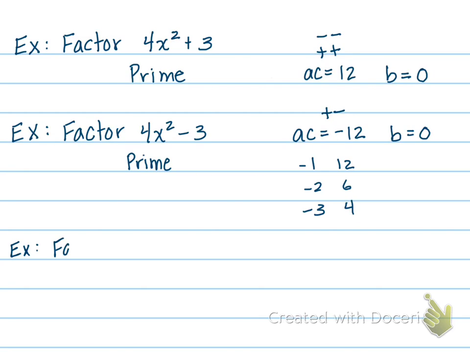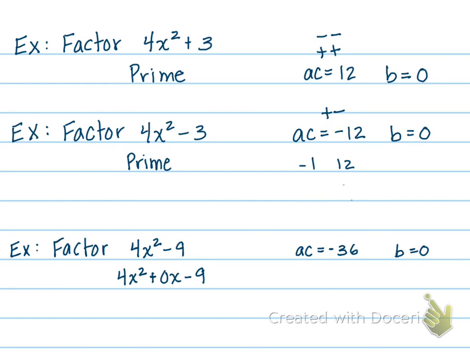So we're going to factor 4x squared minus 9. Again, we're going to put that 0 in. So we have 4x squared plus 0x minus 9. So my AC is negative 36, and my B is 0. Well, my AC is negative, so I'm going to have a positive and a negative. And then the number 36 is a perfect square because it's just 6 squared, right? You can take the square root of 36. And so the square root of 36 is 6, which means my numbers are negative 6 and 6.